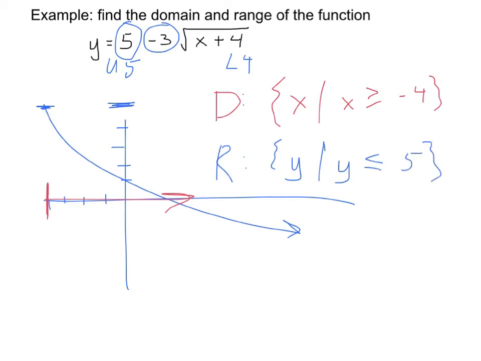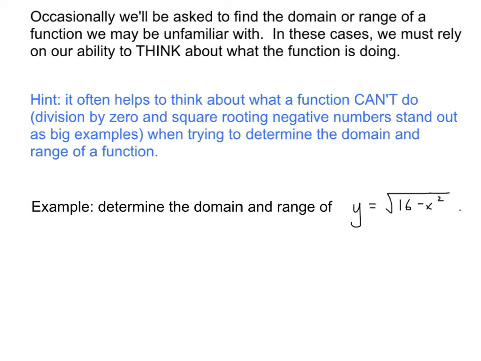If you have a graph, finding domain and range should be incredibly easy. That's the purpose of these two examples. Sometimes, though, you won't have the graph of a function. Sometimes it's some function you haven't seen before, and you've got to come up with some other way to do it. The hint that I'm going to give you is that sometimes it helps to just think about what a function can't do.